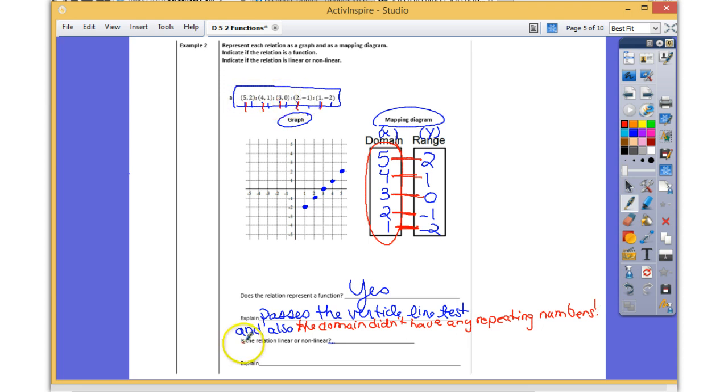Now the second part, is this relation linear or nonlinear? Does it make a line or not? So yes, it is linear, L-I-N-E-A-R, it is linear. Why? That's easy. It makes a straight line.